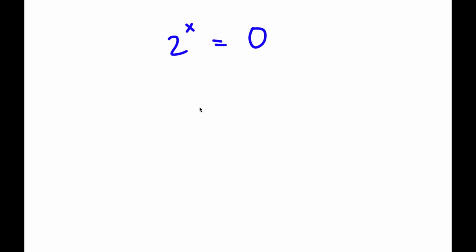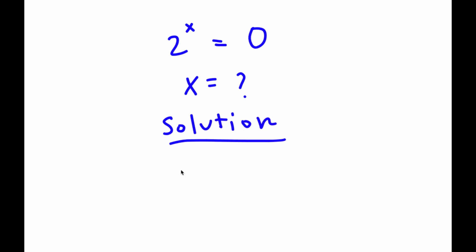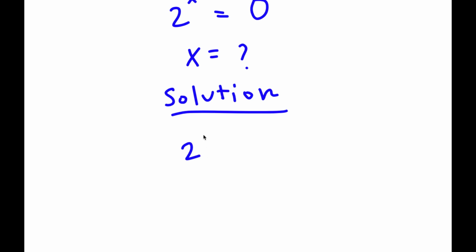Alright, so in this problem, I have 2 to the power of x is equal to 0. So I want to find the value of x in this problem. So for my solution here, first start with 2 to the power of x is equal to 0.